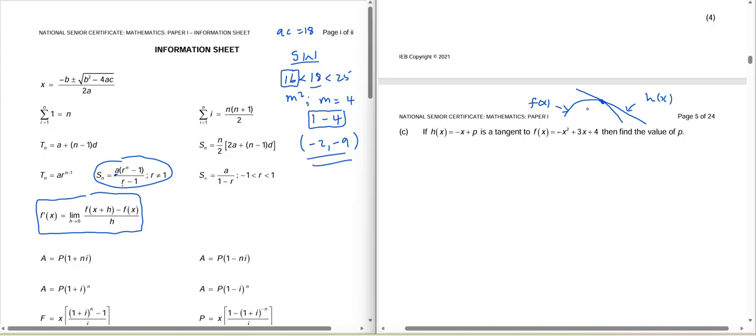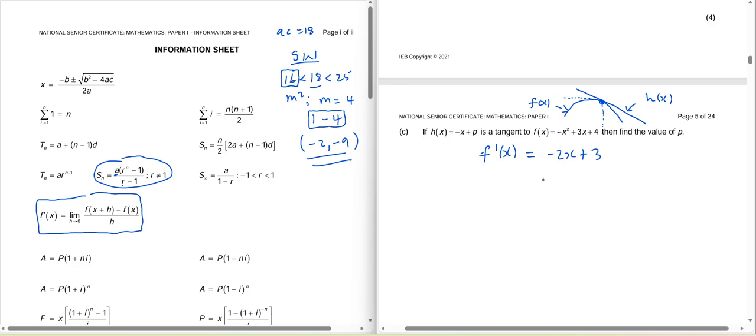The theory is that when you differentiate f of x and set it equal to the gradient of h, you find the point where they are touching. So that is the theory. Now, f prime of x is going to be minus 2x plus 3.